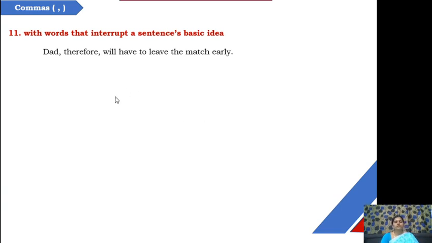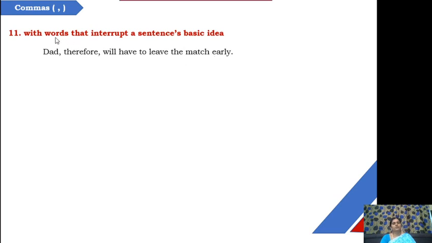Dad, therefore, will have to leave the match early. So this word we are using just to create a connection. Such interruptive words in a sentence are also set off by using commas. Without this, of course, it still gives a meaning: Dad will have to leave the match early. Dad, therefore, will have to leave the match early.